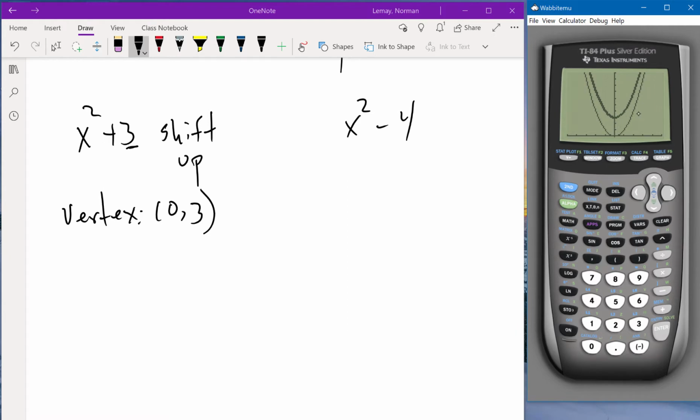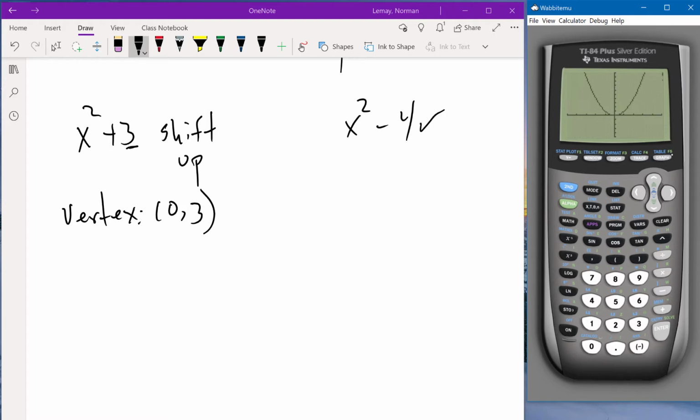So what do you think? Care to take a guess on what happens if we subtract the 4? How is that going to have an effect on the graph? So while you're pondering that, let me just update here and just go -4. I'll change my windows here. Now let's take a look at the graph.